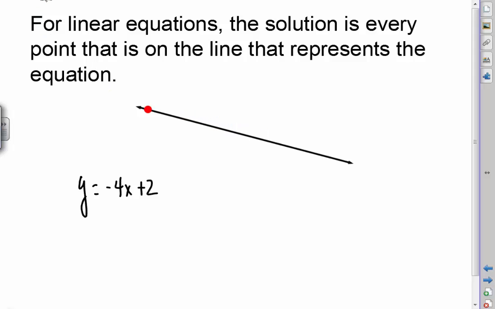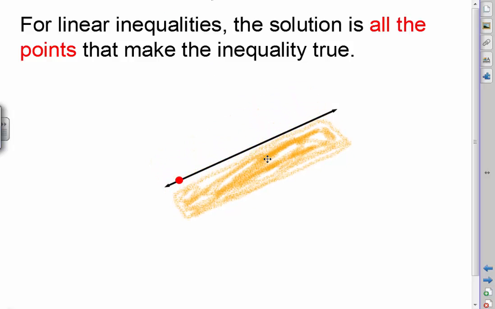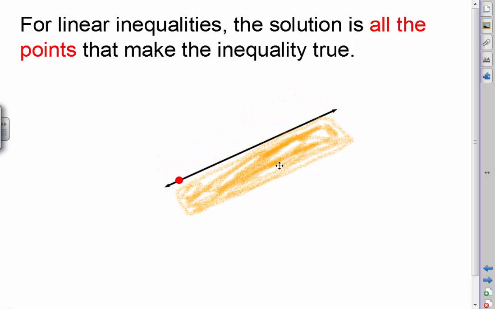For a linear inequality, the solution is all the points that make the inequality true. For example, if it said greater than, it would be all the points on this side. If it said less than, it would be all the points on this side. If it said greater than or equal to, it would be all the points on this side and all the points on the line. If it said less than or equal to, it would be all the points on this side and the points on the line.